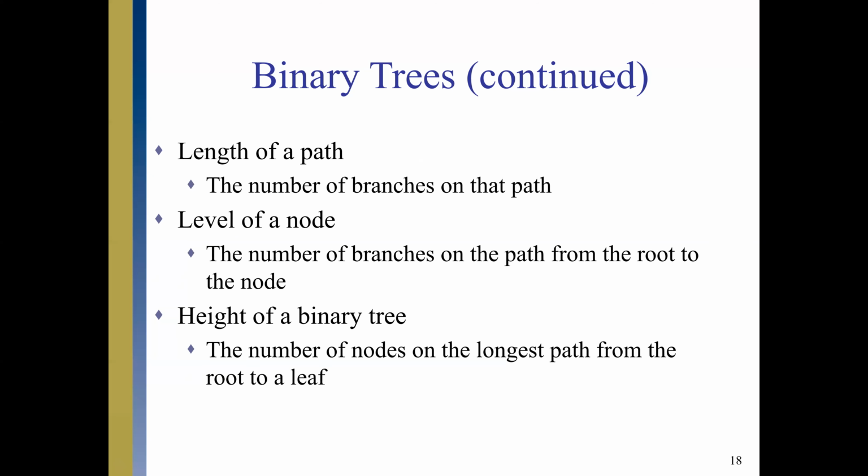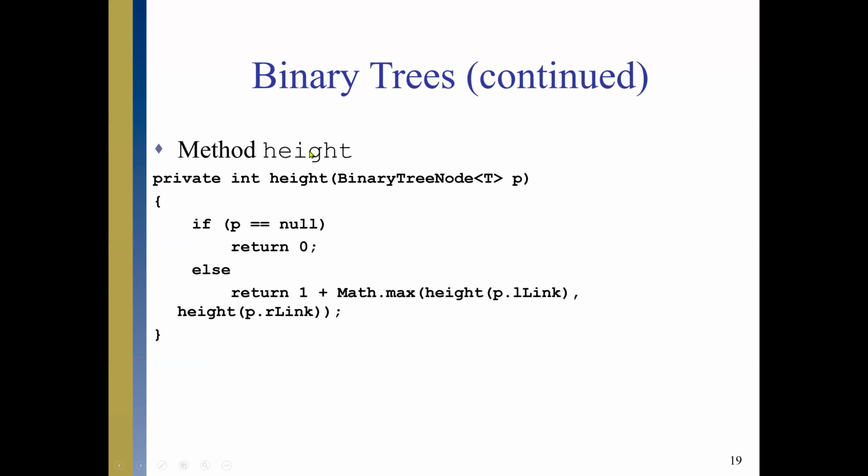So the height of a binary tree again is the number of nodes on the longest path from the root to the leaf. So we start with the method. Now we can say the height is very straightforward because we say the height of a tree will be the number of levels plus 1. So here we are using the concept of recursion, which is easier to implement. Again, the base case would be if the tree is empty, then the height is 0.